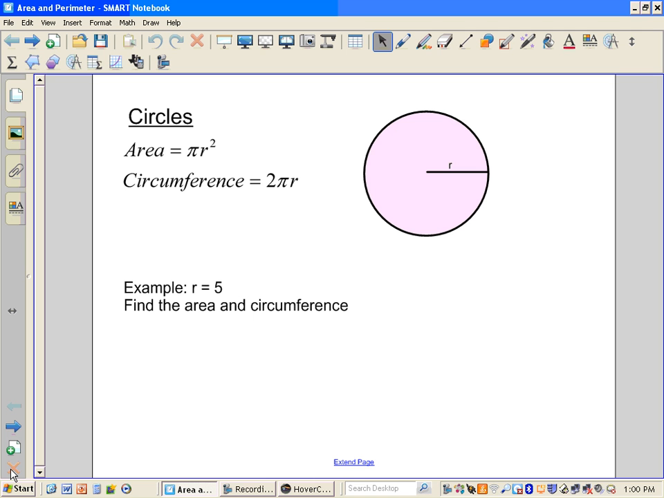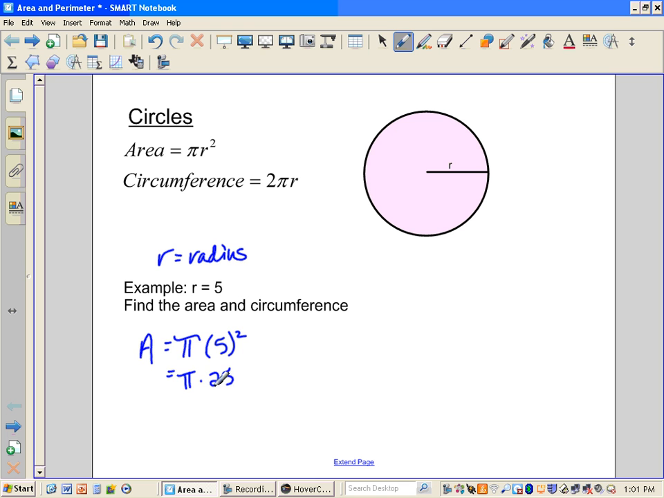When we start talking about circles, the area of a circle is how much space goes inside the circle, and the circumference is the distance around the outside. Pretty straightforward. As an example, R stands for radius, and remember the radius is half the diameter. If R is 5, then the area is pi times 5 squared, which is pi times 25.